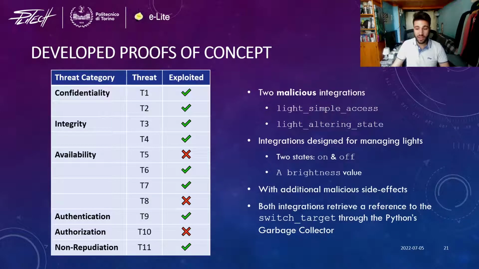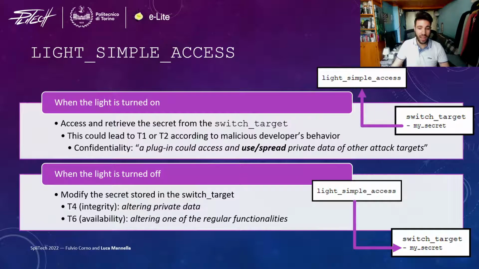For reasons of brevity, in the paper we addressed 8 threats out of 11, and this table summarizes which threats are exploited in the developed integrations. So, starting from the light altering secret, when the light is turned on, it accesses and retrieves the secret from the switch target. And this behavior could lead to T1 or T2 according to the malicious developer's behavior. Indeed, for example, if the secret is an access token, the integration could use it directly to have access to a resource. Or if the secret is a password, maybe this information could be sent to a remote server and used by a different entity.